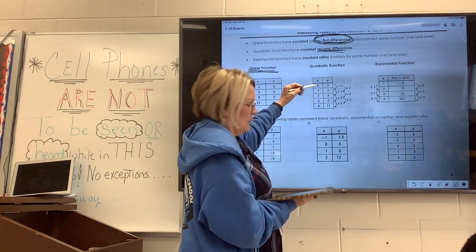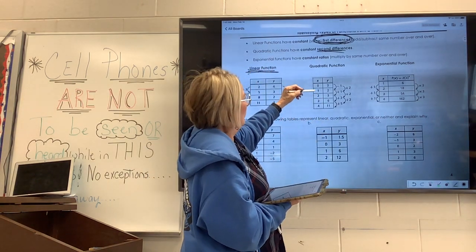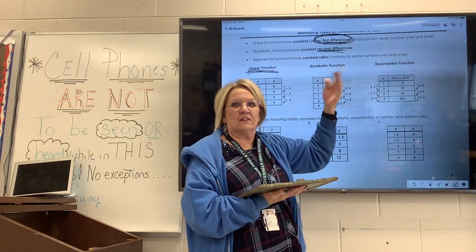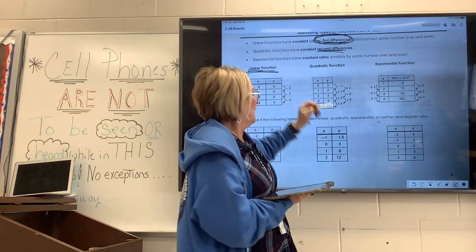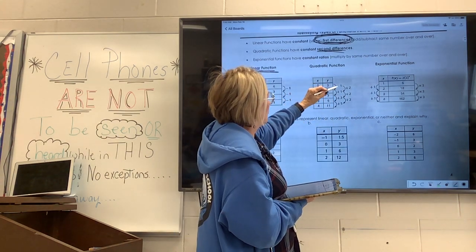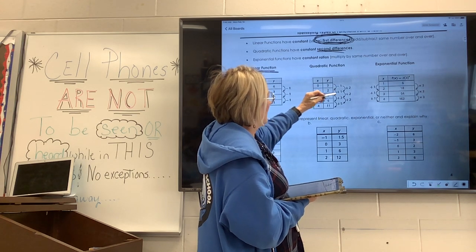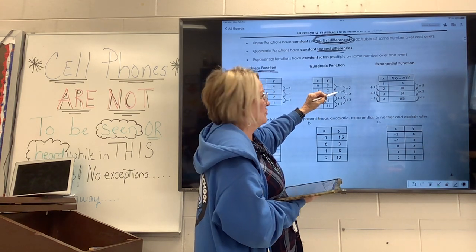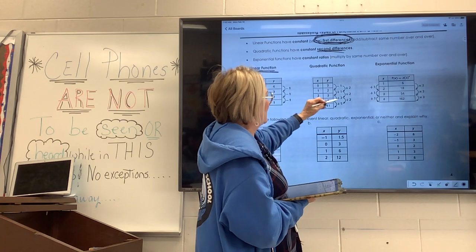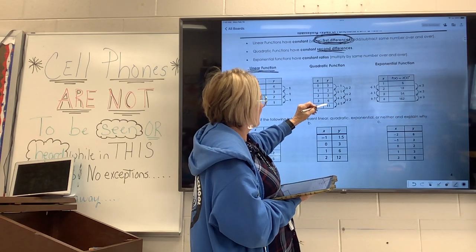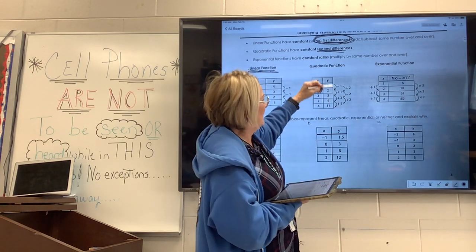I go over here and I first look at the x values and I say 0, 1, 2, 3, 4. Yeah, that's constant. That's good. Now, 3 to 2, they subtracted 1. 2 to 3, they added 1. I don't have a constant thing. 3 to 6, they added 3. 6 to 11, they added 5. That's what they did here.